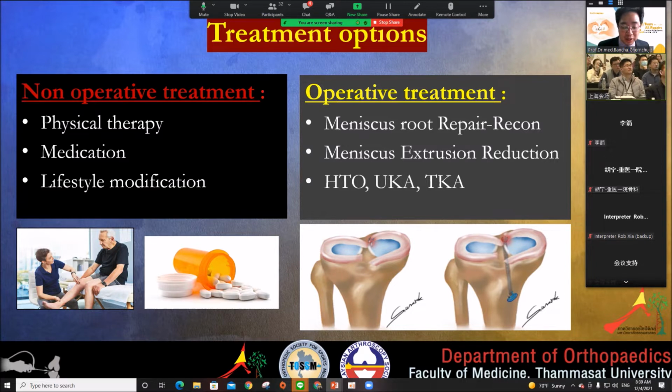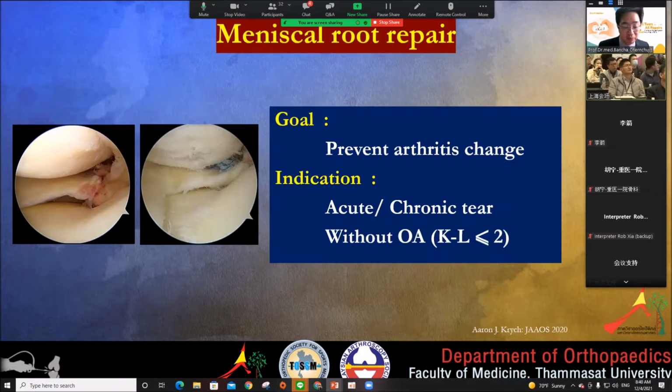There are many options of surgery like HTO, like the first audience talked about, meniscus root repair, meniscus root reconstruction, or extrusion reduction. Today, I'm focusing only on the meniscus root repair. So these are the goals of the treatment. The goal is to prevent arthritic change. Indication is a patient with acute or chronic tear without OA.